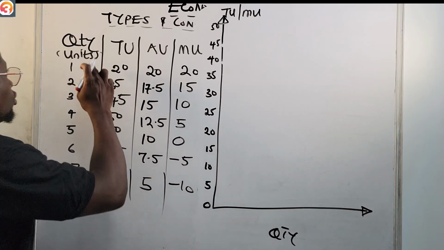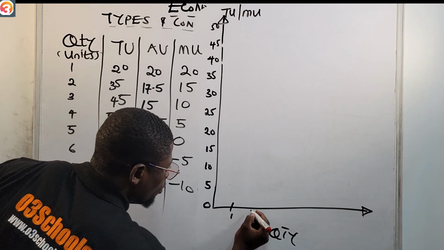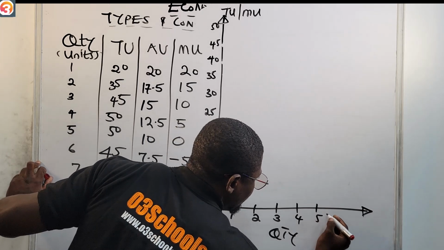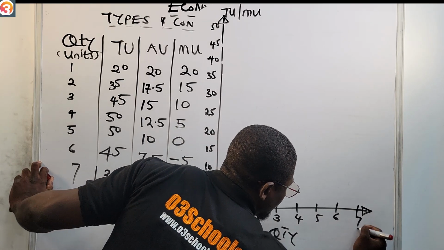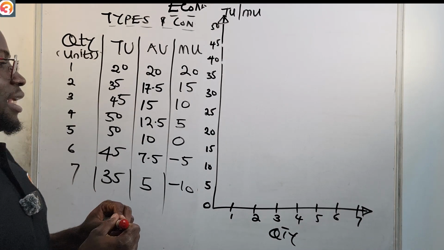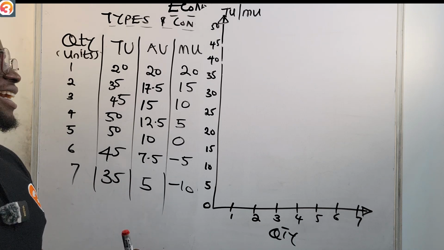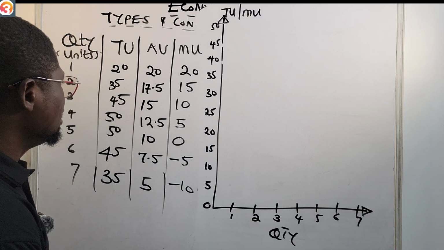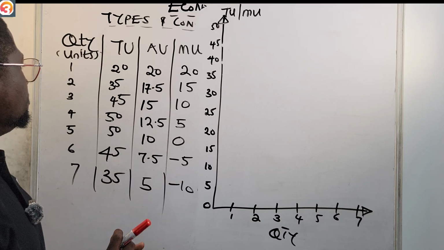Okay, so this is 1 to 7 for our quantity. Here will be our 1, here will be our 2, here will be our 3, here will be our 4, 5, 6, and 7. Now let us first of all plot the graph of the total utility. Let's start with the total utility. Let me use the red marker.